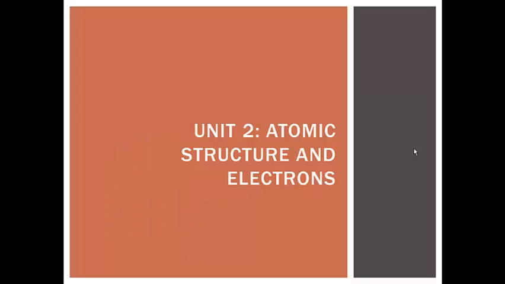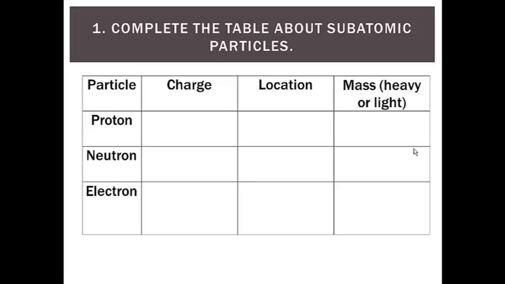Next unit was Unit 2, which was atomic structure and electrons. So first question, we have this table here depicting the subatomic particles. Again, sub means below, so subatomic particles are things that are smaller than an atom. They are subatomic, below atoms. So a proton has a charge of +1. Protons are positive. Neutrons are neutral, which is charge 0. And electrons are negative.